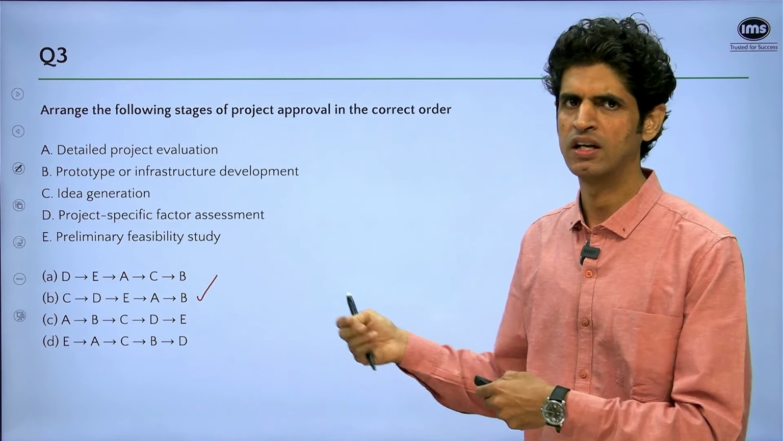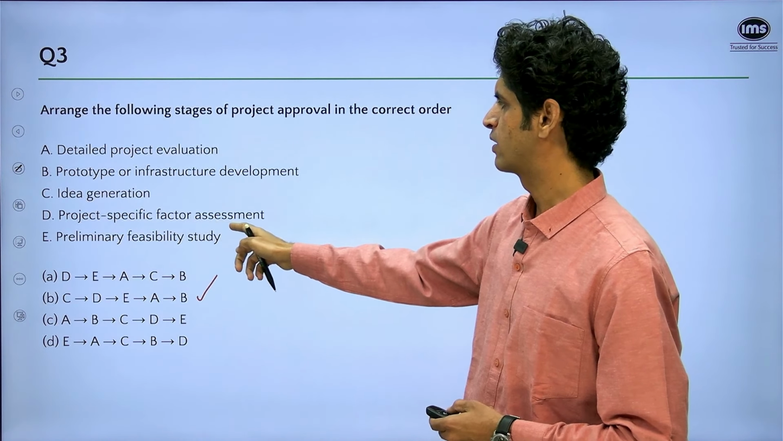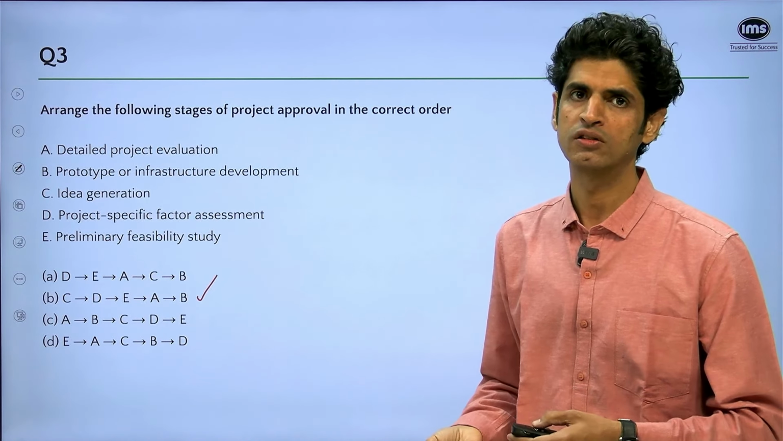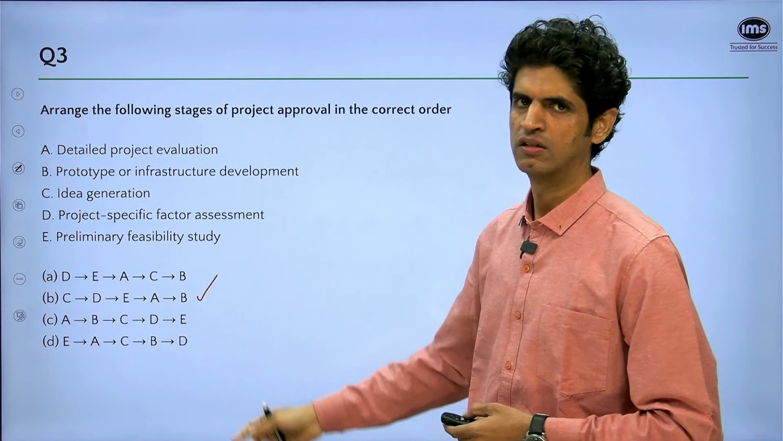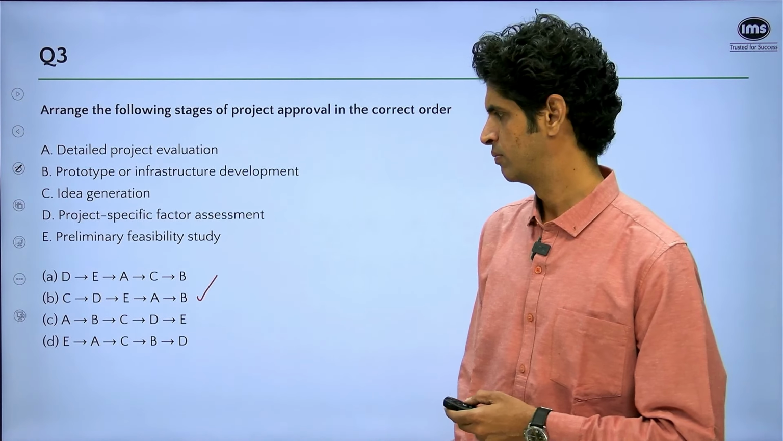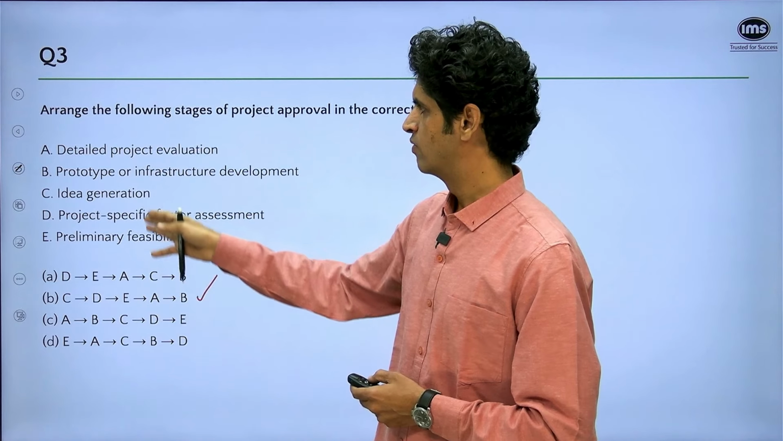Because this is the class, let's have a look. C is followed by D, project specific factor assessment. Will you be able to conduct the business? E, preliminary study. Yes, will the business be feasible? Then I look at A, which is detailed project evaluation. Should I go ahead? I think I should.